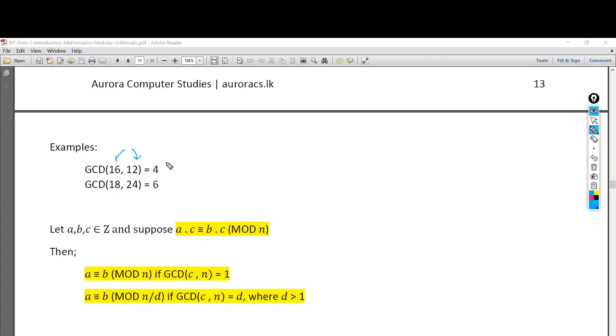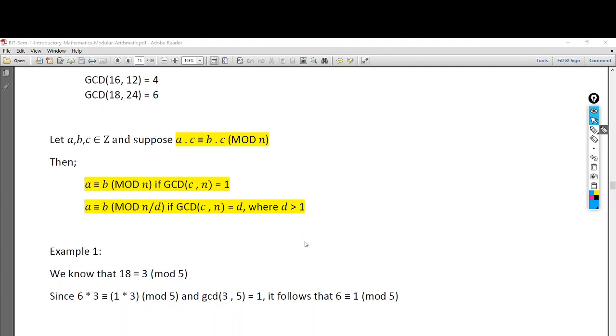Okay, largest number. For example, if it is 16 and 12, the largest number that divides, when I say divides, divide without any remainder, right? So that number is obviously 4, right? So if you take 18 and 24, the largest number that divides both 18 and 24 is 6. Therefore, we say the greatest common divisor of 18 and 24 is 6. So that anyway we discussed last time as well. Okay, right. So this is a small rule that we are going to discuss now.